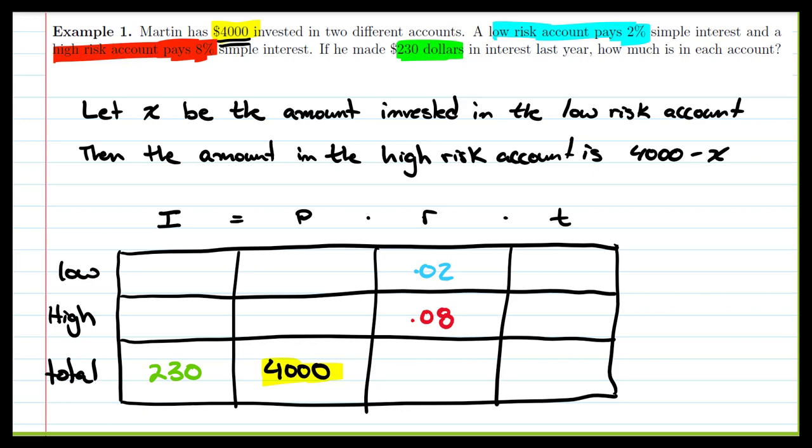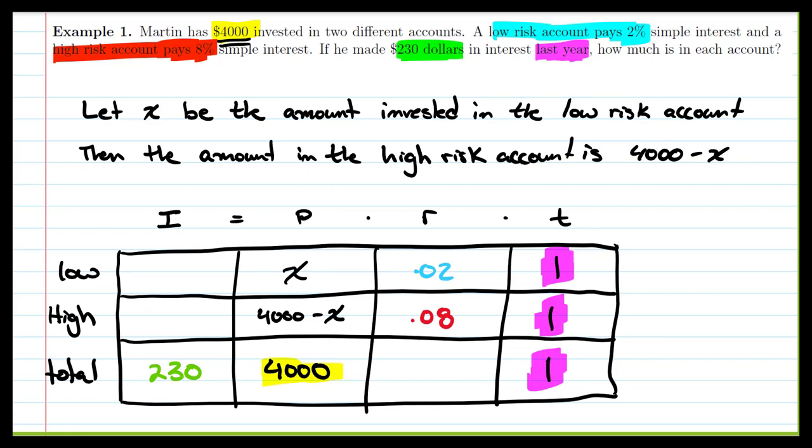How much money is in each account? Well, there's a couple more pieces of information. One of them is our variable. So we said let X be the amount invested in the low risk account. Well, that's our P column. So our low risk is X, and our high risk is going to be 4,000 minus X. But there's one more piece of information that's hidden in words, and that is last year. So last year is going to be the amount of time, and last year would be 1 year.